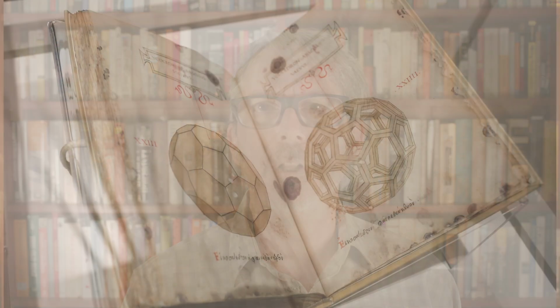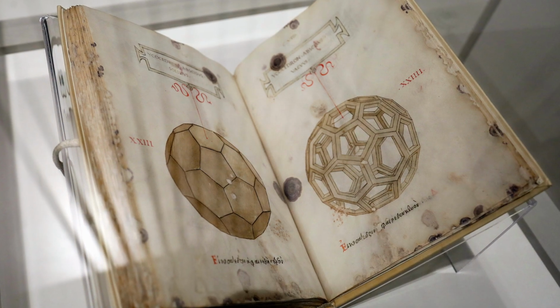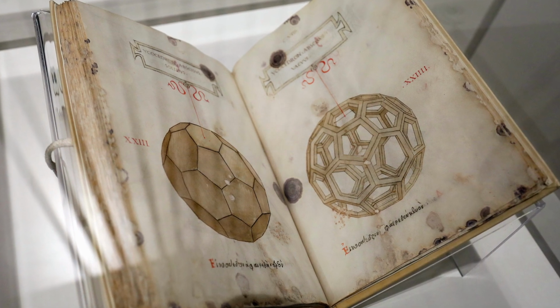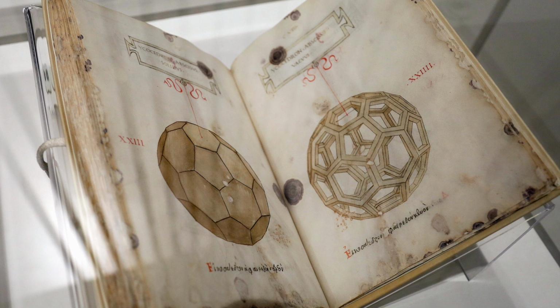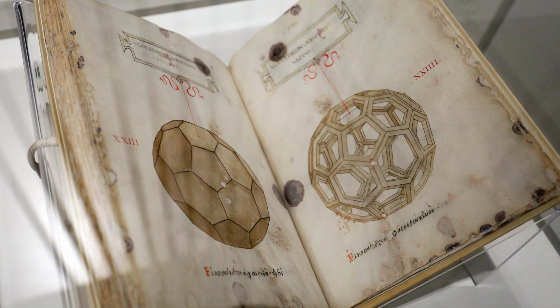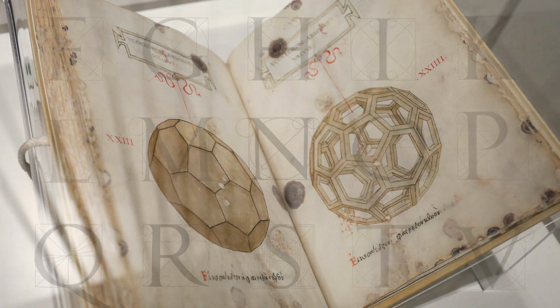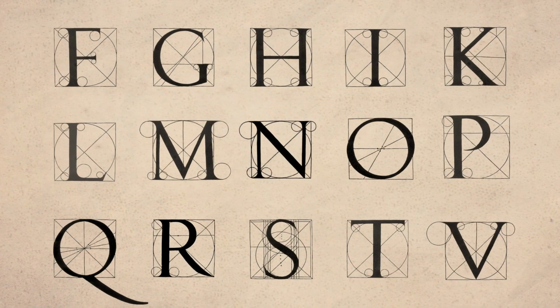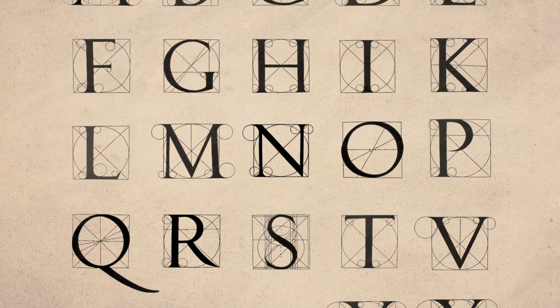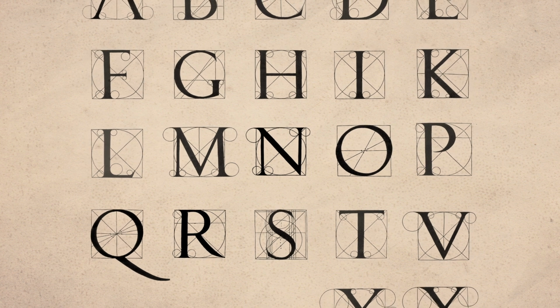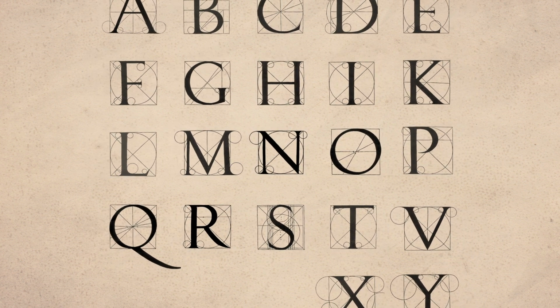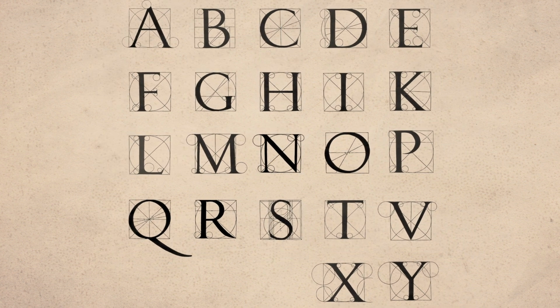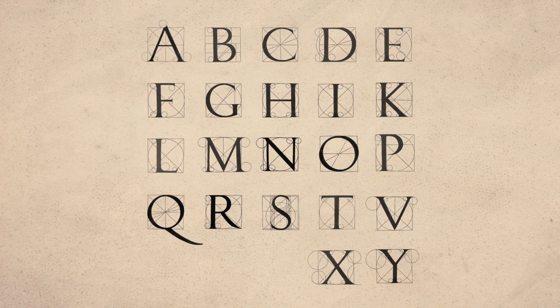Luca Pacioli and Leonardo da Vinci published The Divine Proportion in 1509. It's about mathematical proportions, mysticism, and constructed geometric systems. Within this work, we are presented with a geometric construction of the Roman alphabet. 23 pages from this seminal work are dedicated to the alphabet, 1 page per letter. Here we're looking at a compilation of those pages.